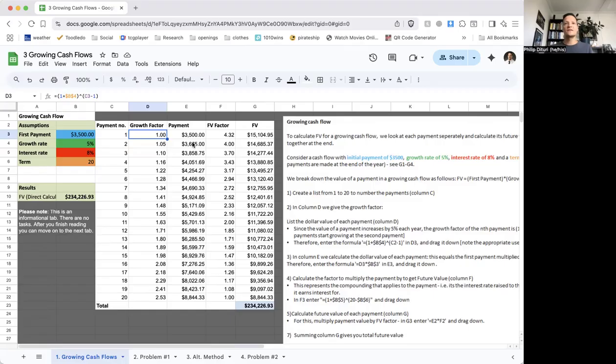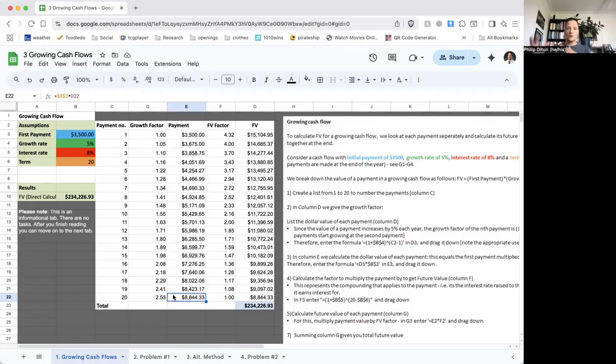So let's keep going. So we figure out our payments, we can keep going, right? What does it mean that in our 20th payment, the growth factor is 2.53? Well, it means that for every dollar I deposited in my first payment, I'm depositing $2.53 in my 20th payment. Now, because I actually deposited $3,500 for my first payment, I'm going to be making a payment of $8,844.33 in my 20th payment.